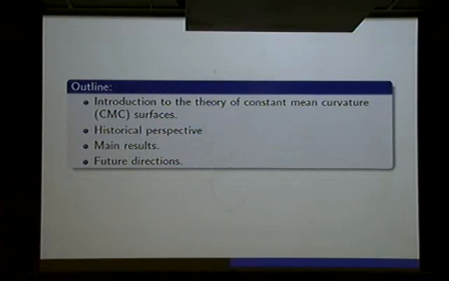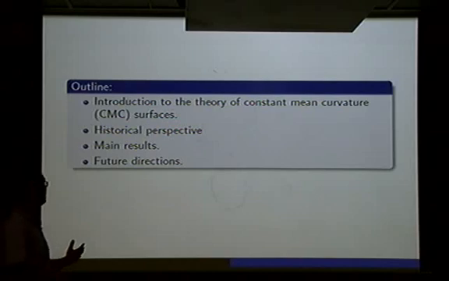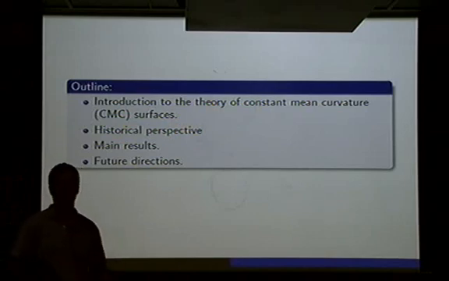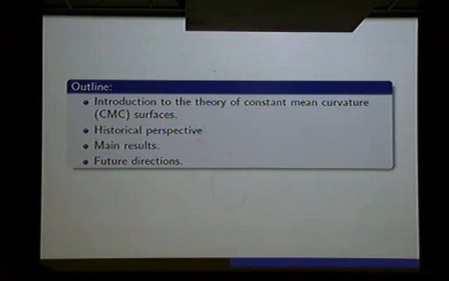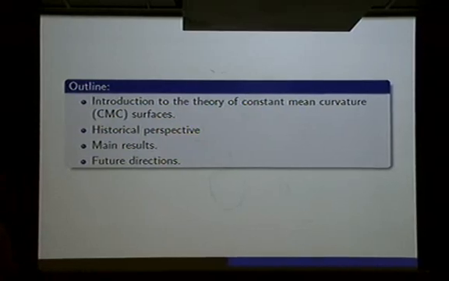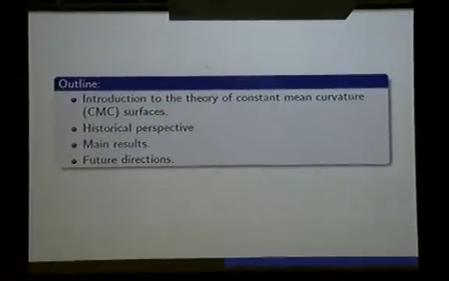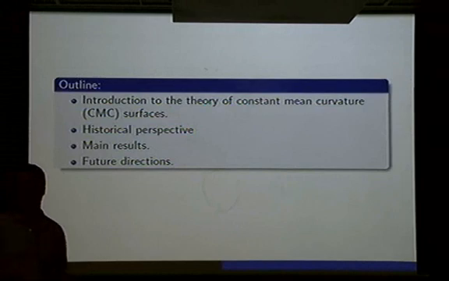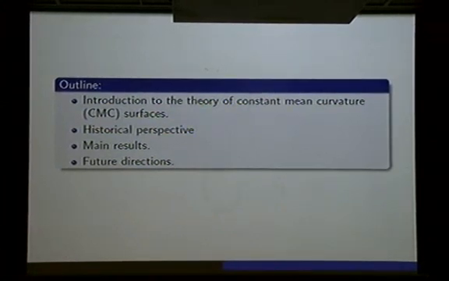This is a brief outline of my talk. I will begin by giving a brief introduction to the theory of constant mean curvature surfaces, CMC surfaces. Due to the audience, I'm going to try to go very fast, but it can't hurt anyway. Then I will provide some historical perspective so that we can better appreciate the results that Bill and I proved. Then I'm going to talk about the main results, and then future directions. I'll talk about some problems that Bill and I have already been working on, and some questions that we haven't tackled.